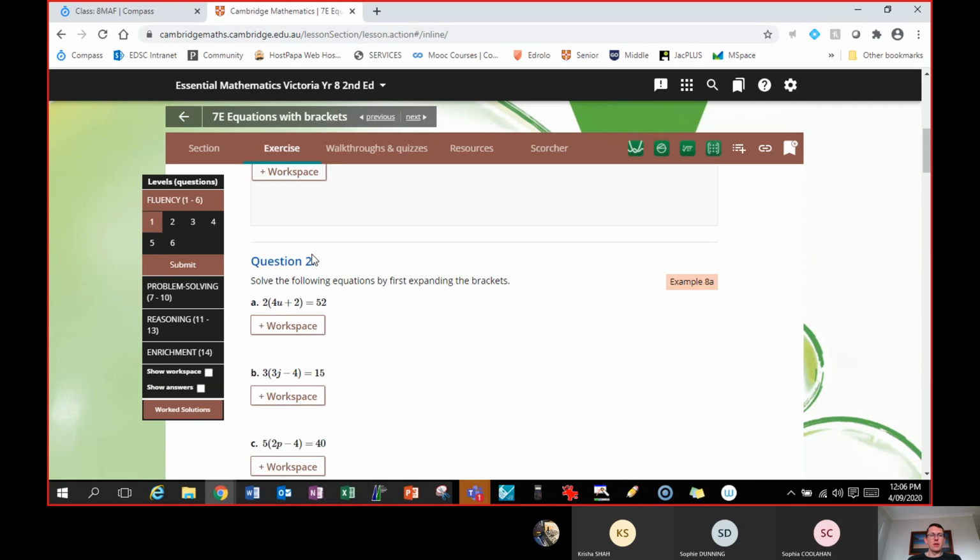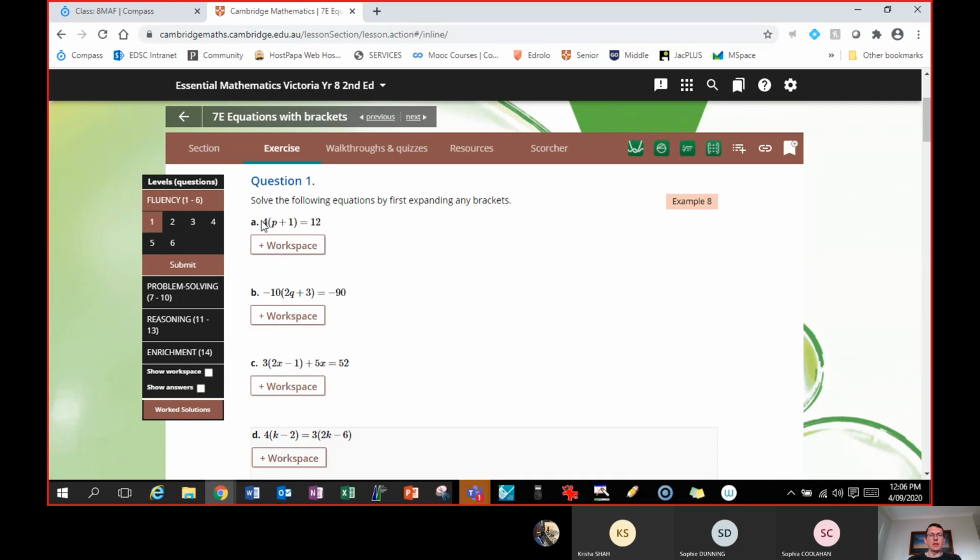So I'm just going to go through and point out a few of these questions. Here, you could divide by 4 first. 12 divided by 4 will give you 3. Or you could expand it. 4p plus 4 equals 12 and solve it. Here's a bit different. If you expand this with a negative, it's going to give you negative 20p minus 30. You could divide by negative 10, which would leave that with 2q plus 3. That would be positive. Negative 9 divided by negative 10 will give you 9. So I'll probably divide by negative 10 in that case. This one's a bit tricky.